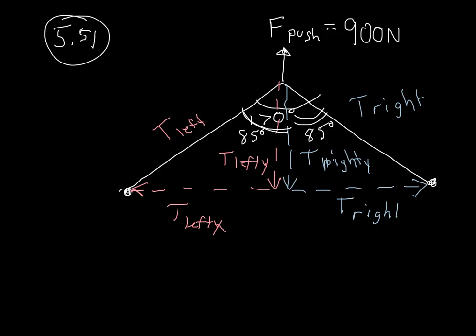And then T right X. So all I've done is separated this into the X components and Y components. Right? Now I can identify what things are going on in each direction. Let's do the Y direction first. Let's do the sum of the forces that I have acting in the Y direction. What forces do I have acting up? Are there any forces going up? F push. Any forces acting down? T lefty, and T righty.